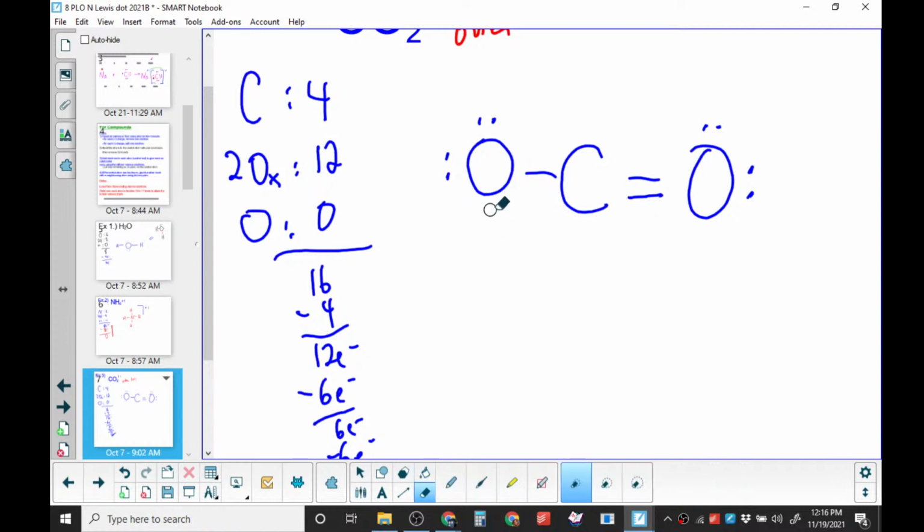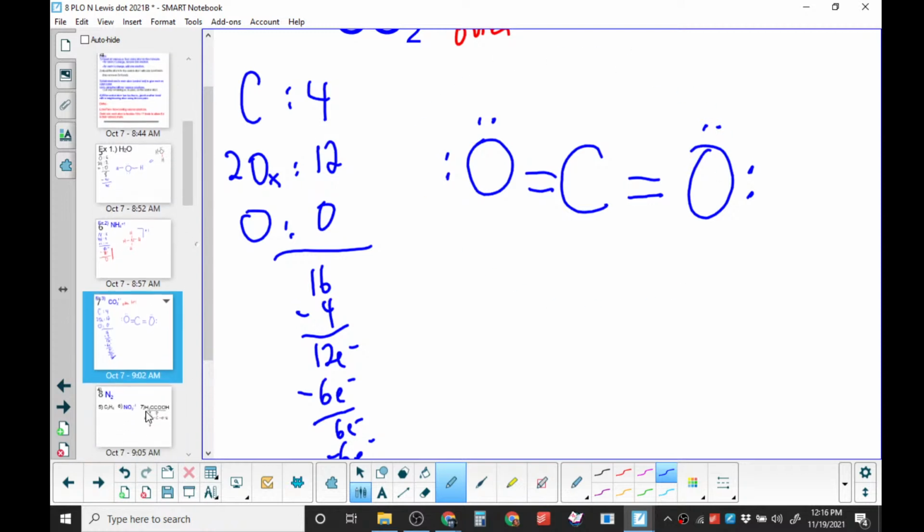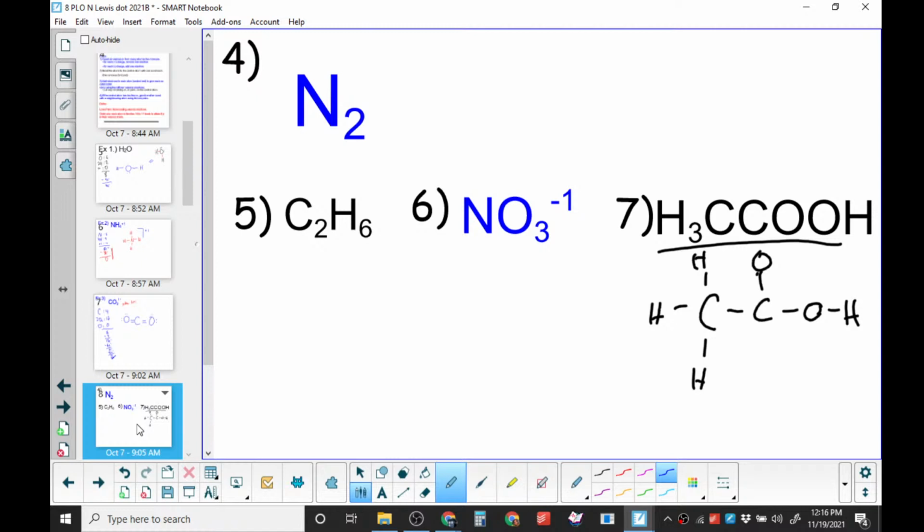So I'll take 2 from over here. Is it happy now? Yeah, then it's done. So that's how I got carbon dioxide. So go through the same process for nitrogen.